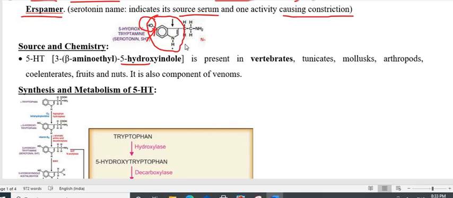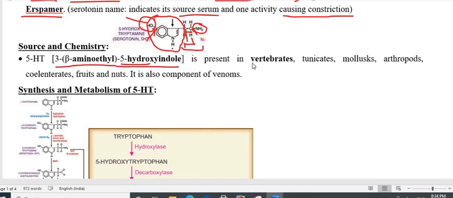Now this is the ethyl group. So this is methane, that is alpha 1, and this is the beta 1. So this alpha and beta ethyl, on beta 1 the amine group is attached. So the name of this from here to here is 3 beta amino ethyl. So the total name is 3 beta amino ethyl 5-hydroxy indole, which is the chemical name of the 5-HT. So this is all about the chemistry of the 5-HT.